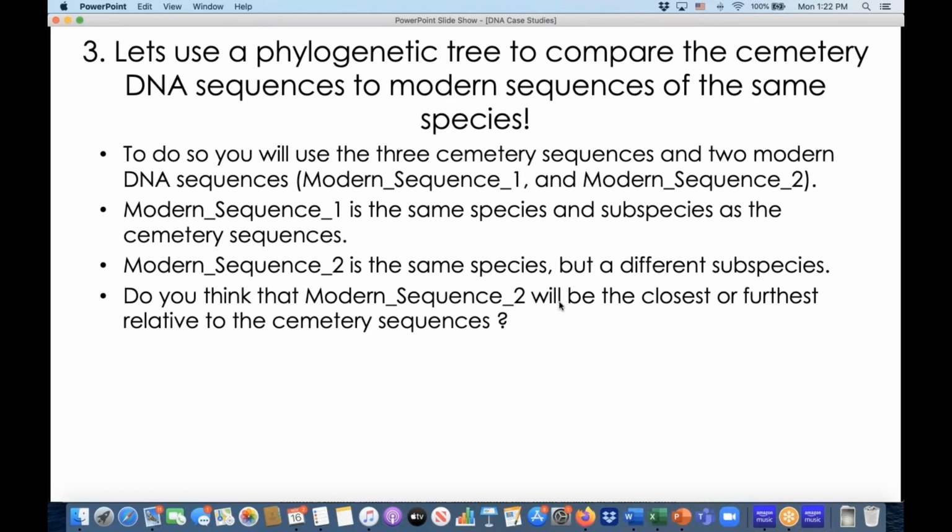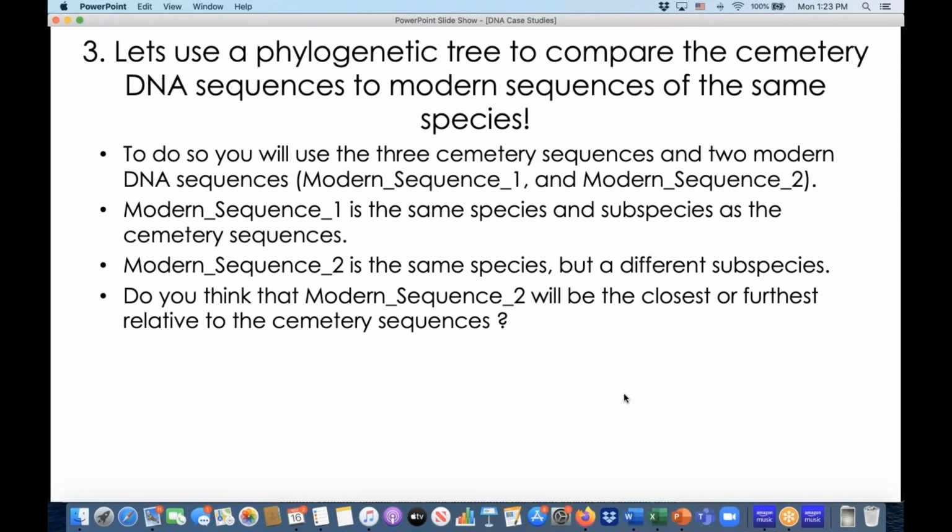And then modern sequence 2 is the same species, Salmonella enterica, but it's a different subspecies. And so we ask them, before they go in and build their trees, how do they think modern sequence 2 is going to relate to the other sequences? Do you think it's going to be the closest relative to the cemetery sequences or the more distant relative? Hopefully they'll be able to figure out that modern sequence 2, which is the same species but a different subspecies, is going to be more distantly related to the cemetery sequences than modern sequence 1.